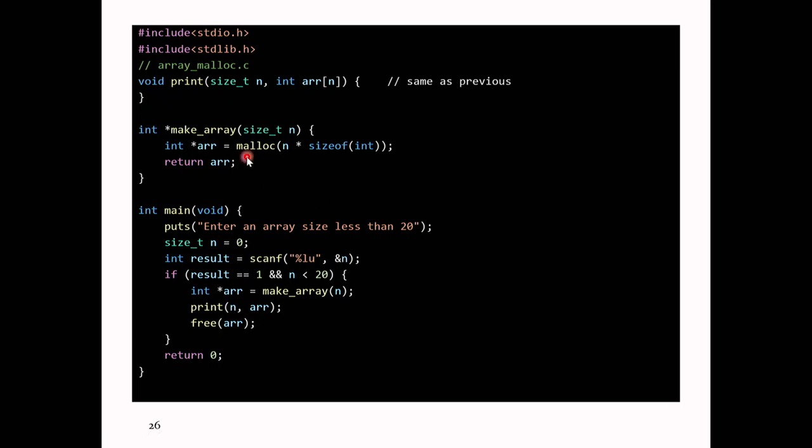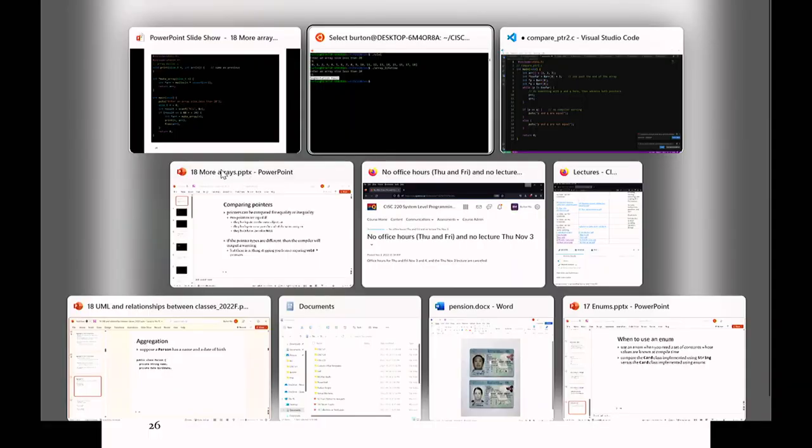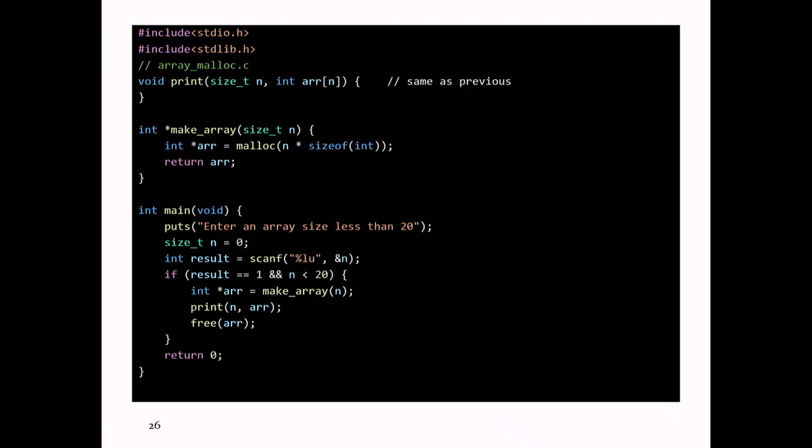So here's malloc. Malloc has only one argument: how much memory do you need? This function is supposed to make an array of n ints, so I need n ints. Now how big is an int? Well, sizeof int is how big an int is. So you ask for n times sizeof int. Malloc will give you back a pointer to the first element of that array, and I can just return that pointer back to the caller. I think in the actual example, it actually fills in the array. So this is array malloc.